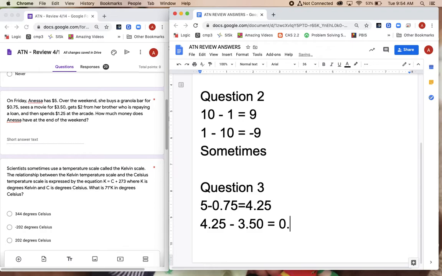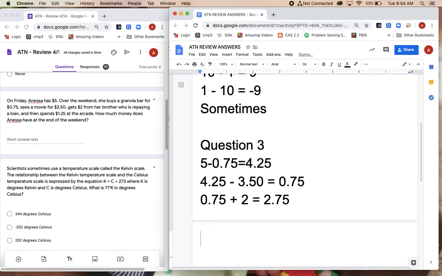just a measly 75 cents. But then she gets $2 from her brother, and getting is positive, so she gets that $2, which now she's back up to $2.75. But then she spends another $1.25, right? So then I have $2.75, and then I spent another $1.25 at the arcade, which leaves me with $1.50.